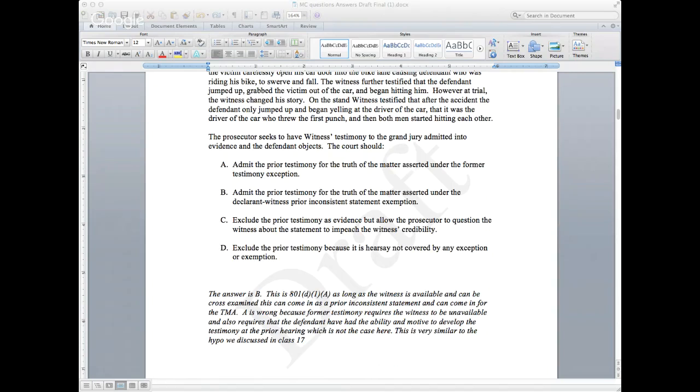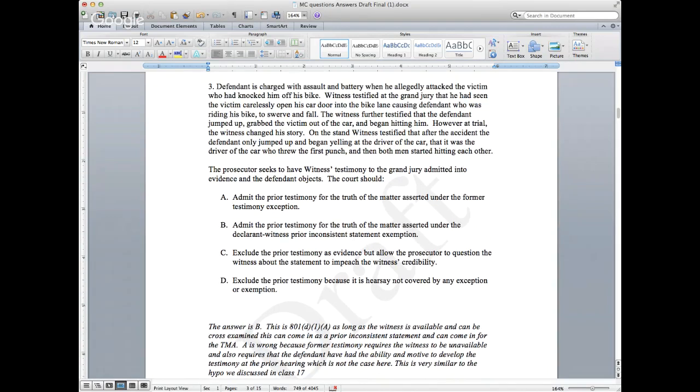All right, for former testimony, there's a requirement, and the requirement is for the declarant to be unavailable. So in our fact pattern here, the declarant is available. The declarant is testifying at this trial, right? So this witness is not unavailable. For former testimony, under 804, the witness has to be unavailable. So here the witness is available. So that's why A is the wrong answer. You guys get that?